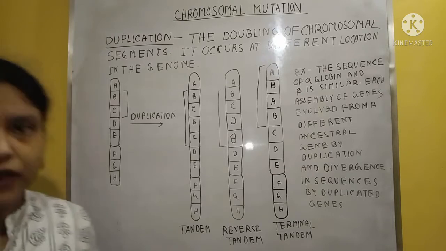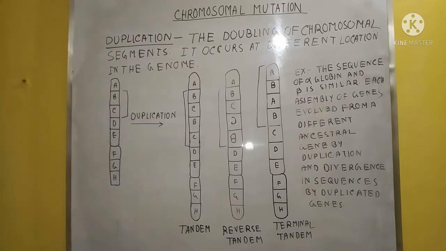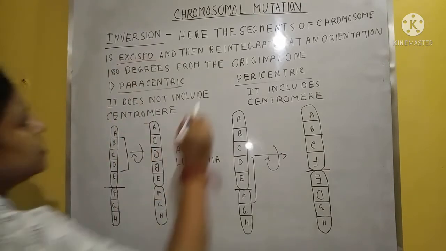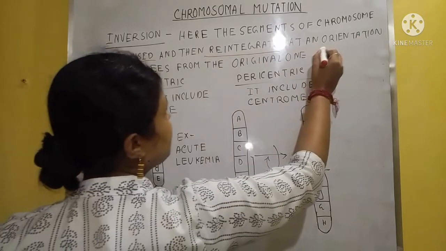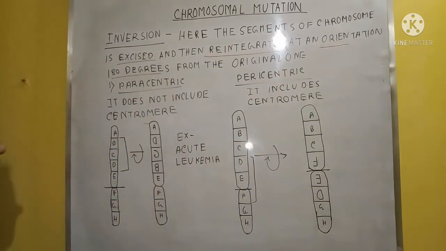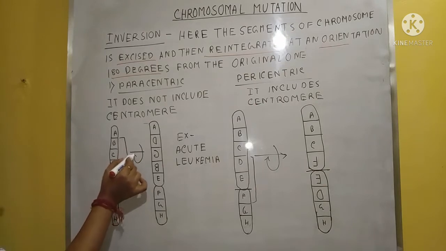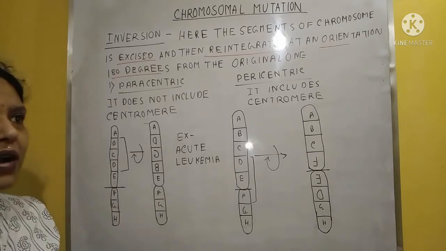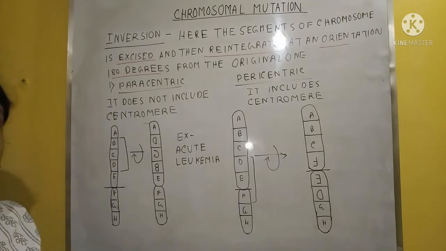Next one is the inversion. Okay, this is inversion. What happened in inversion? Here the segment of the chromosome is excised and then reintegrated at an orientation of 180 degrees. You see here the segment is first excised and then reintegrated at an orientation of 180 degrees. That means it reverses in such a way that the 180 degree inversion is seen here.